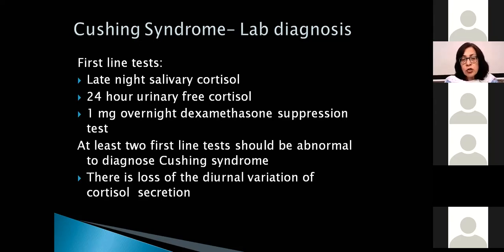There is loss of the diurnal variation of cortisol secretion. I told you there is a diurnal variation. Early morning cortisol is the maximum. Late night cortisol is the minimum. There is loss of the diurnal variation. Loss of control means there is a problem with the gland.